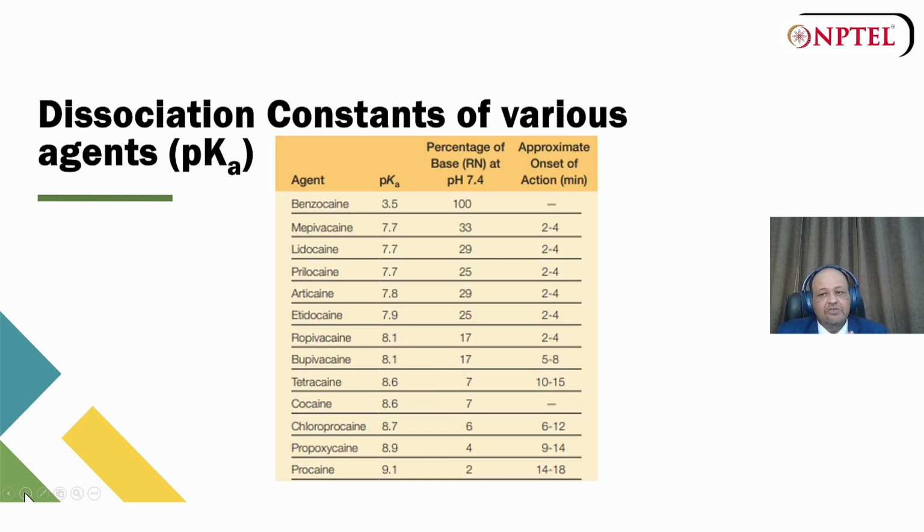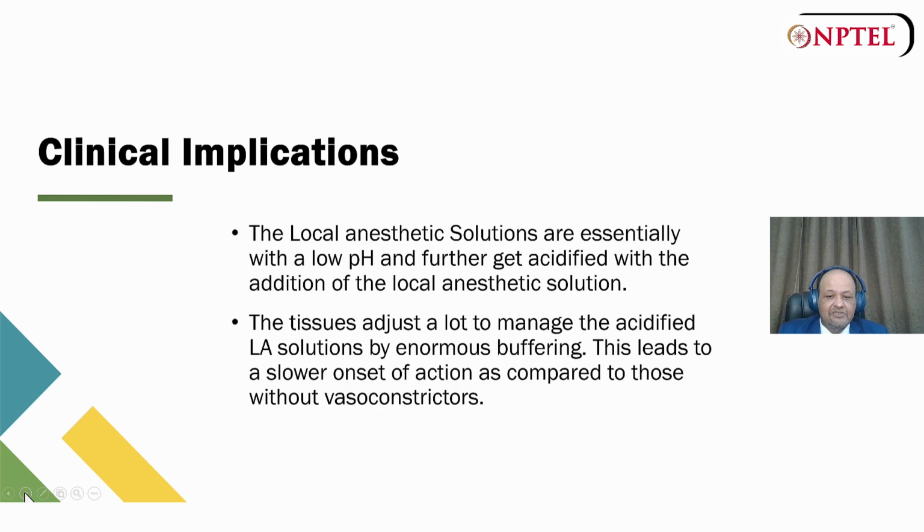The dissociation constant of various agents is, for lidocaine, 7.7, and the approximate onset of action is about 2 to 4 minutes, like we discussed earlier. Articaine is essentially the same. They share the same profile. However, Articaine is a little safer to use as far as the pediatric age group is concerned, as well as for the patients who need maxillary extractions.